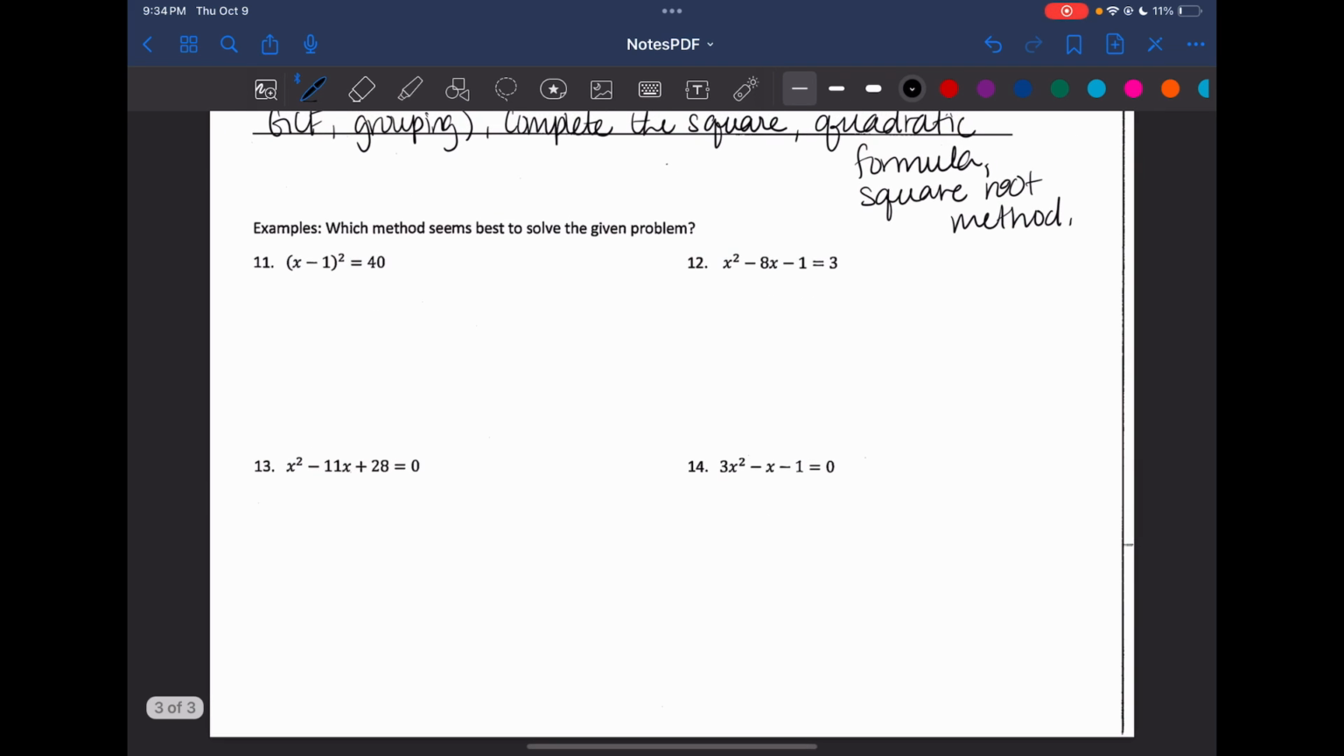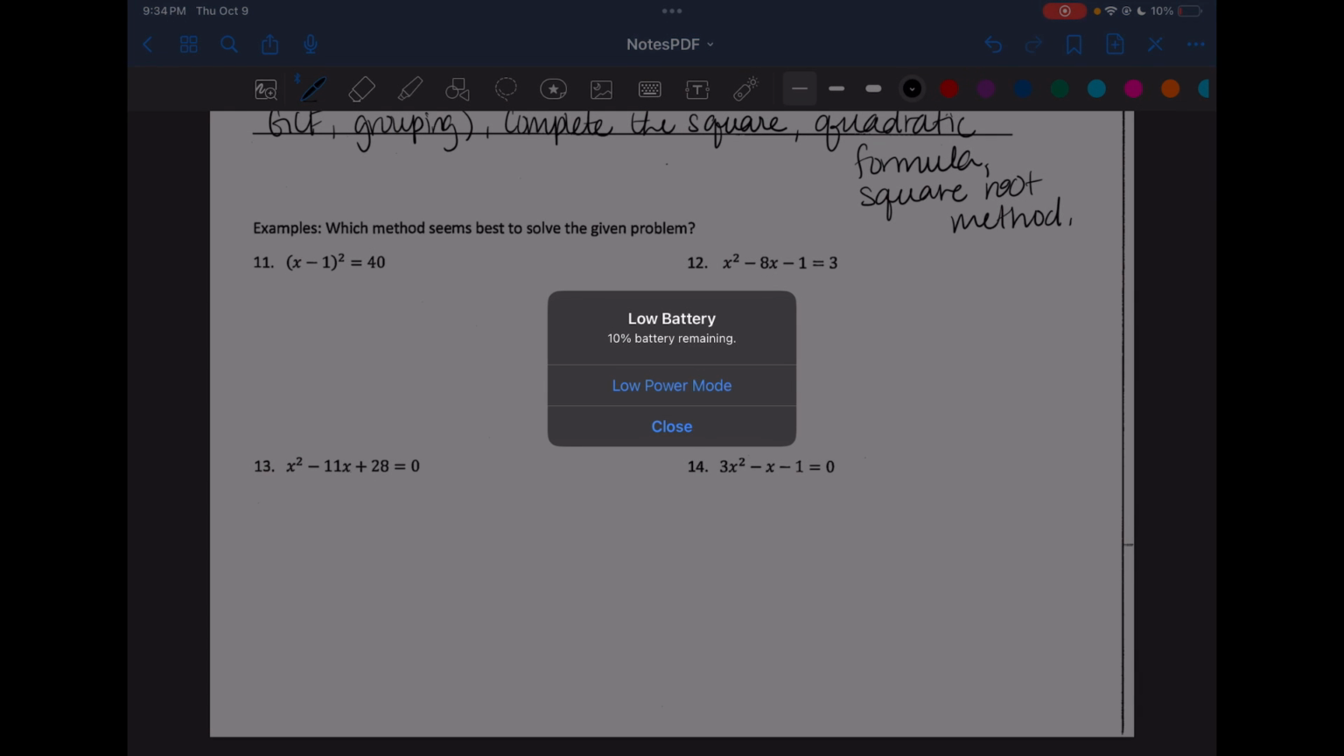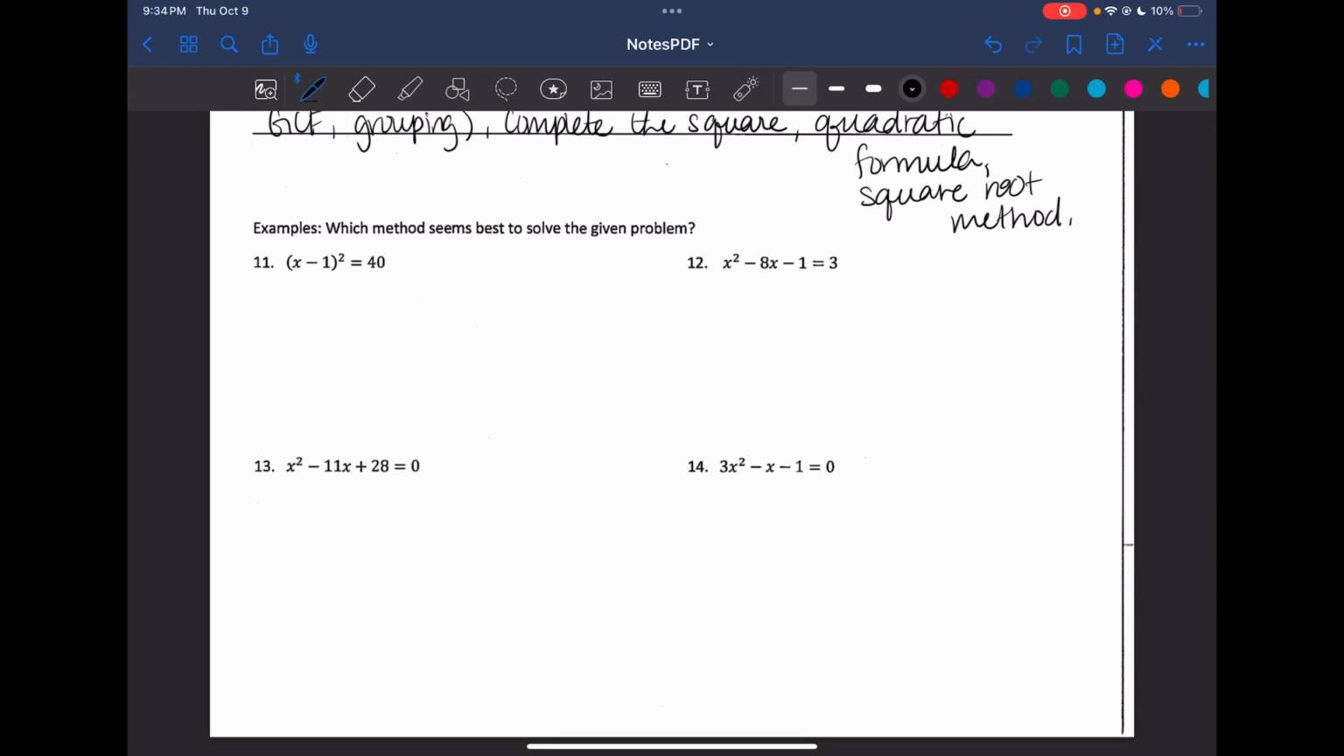So here are a few different problems, and each of them is going to require a different way to solve it. If I look at number 11, which method seems the best for this one? Well, it's x minus 1 squared. I don't have many terms going on. Since there's not a lot of terms, I'm just going to get x by itself by taking the square root. So this would be square root method.